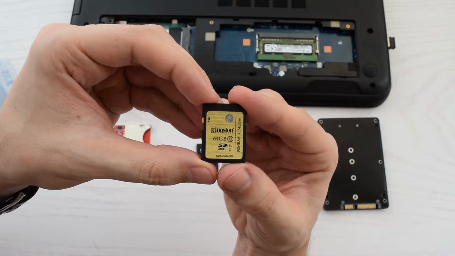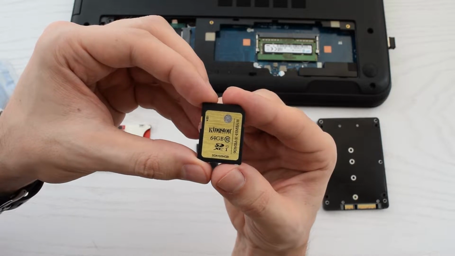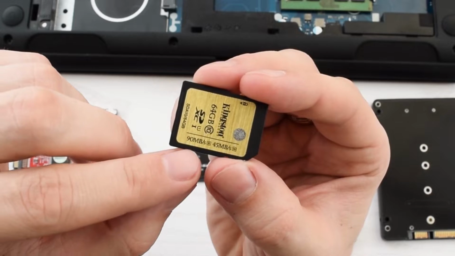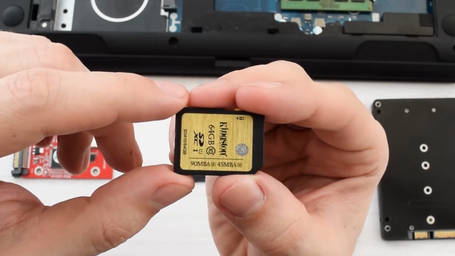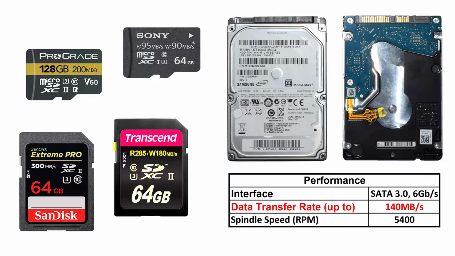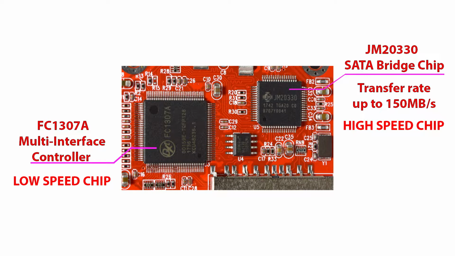This is the fastest SD card which I have in my possession. It's a Kingston 64 gigs and here's the reading and writing speed. It's faster than many cards on the market. At the same time, there are some SD cards that deliver extremely fast speeds over 200 megabytes per second, which is faster than hard disk drives. Anyway, this adapter doesn't support that speed due to its own hardware limitations.